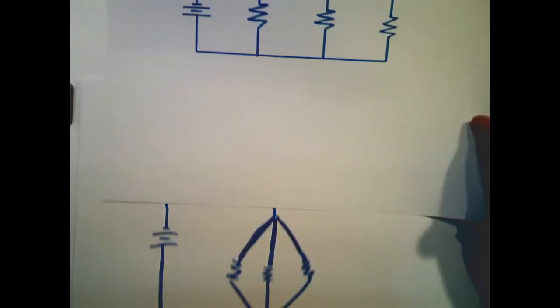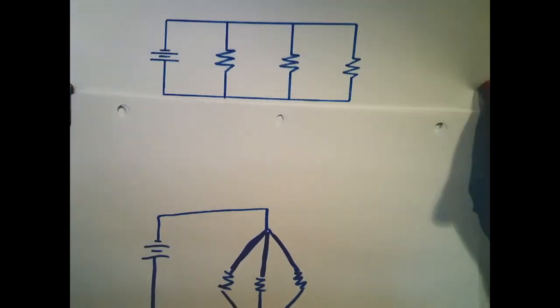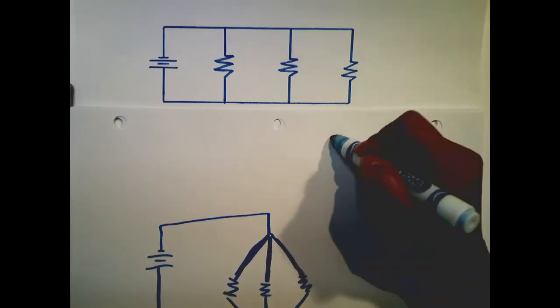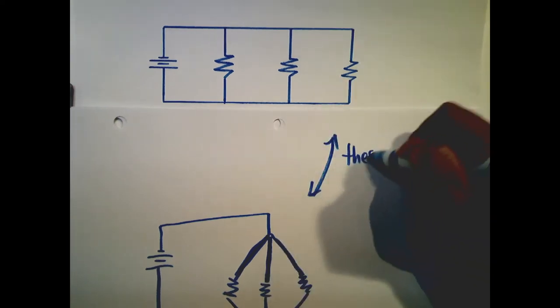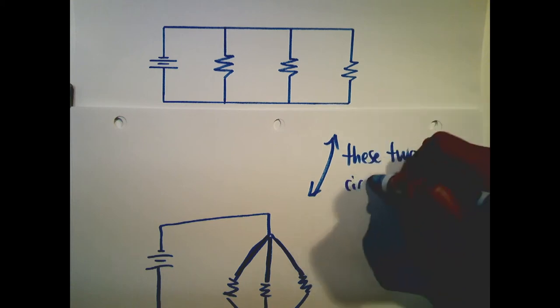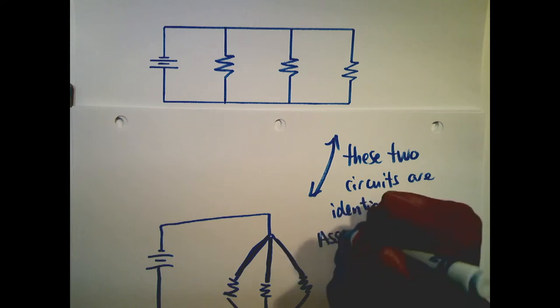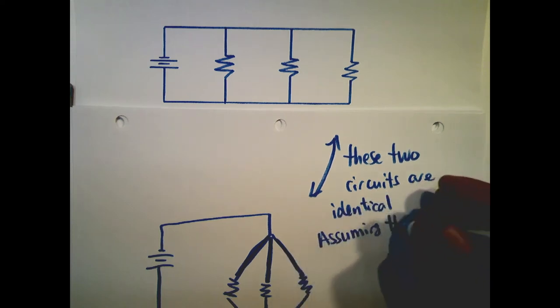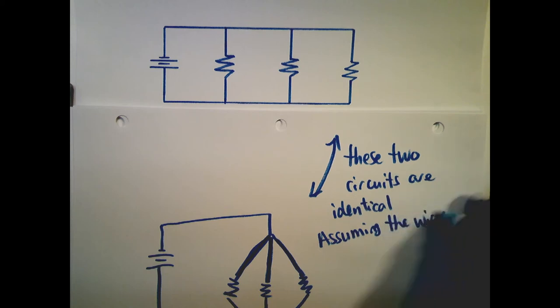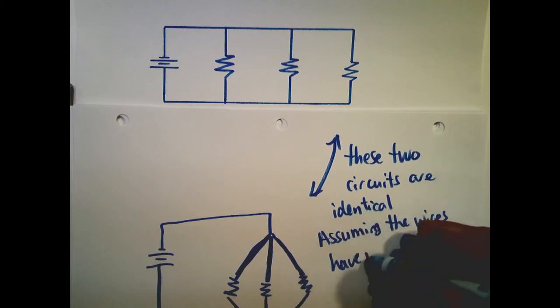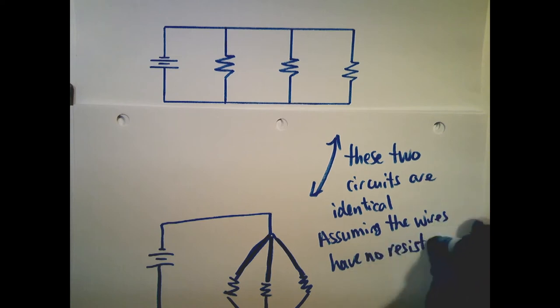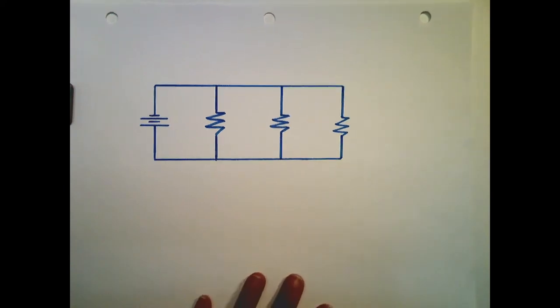If you want to write that down right here, like so, these two circuits are identical. Okay, and why? We are assuming the wires have no resistance in them, or very little that we don't need to calculate. Okay. All right. So let's get back to this circuit over here, because this is your standard circuit.